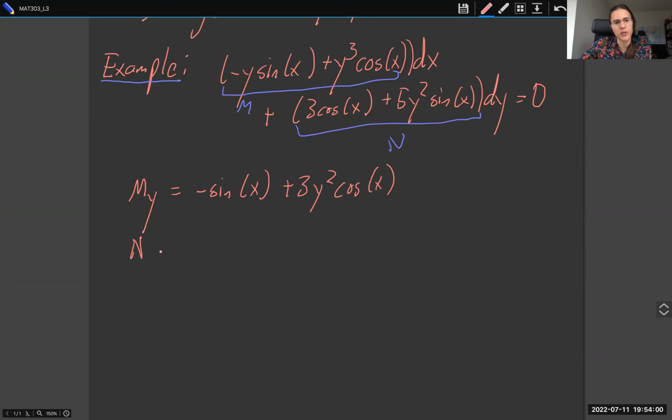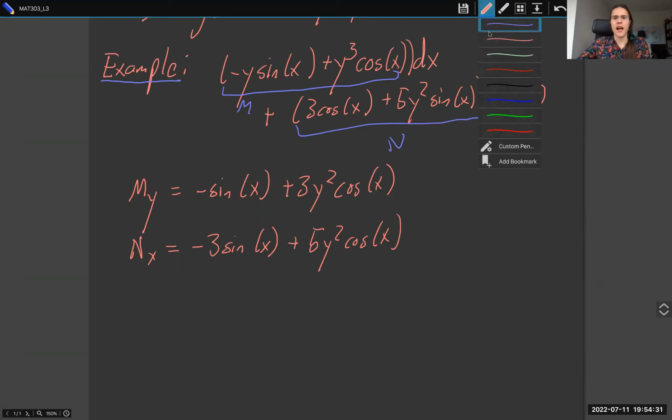And then the N partial with respect to x is, well, what's the derivative of cosine? Minus sine. And the derivative of sine has to be cosine. Okay, so this is not exact because these two things are not the same.